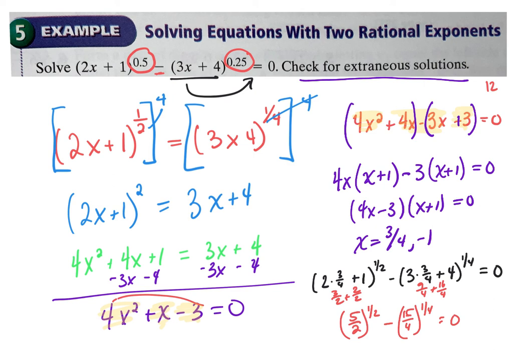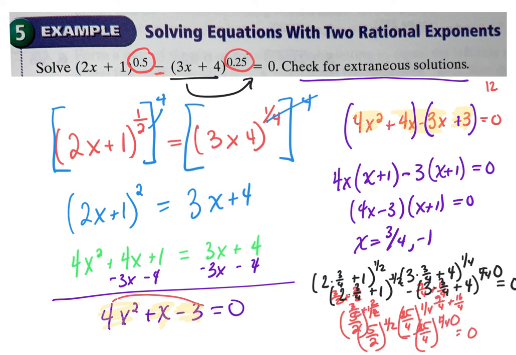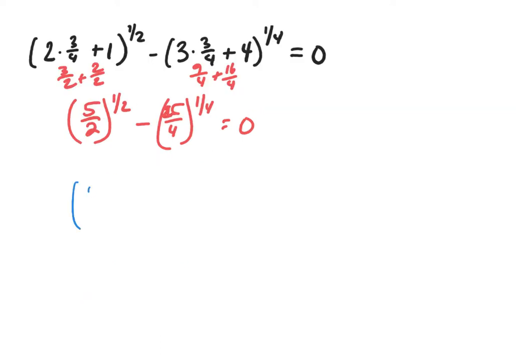And so this is what we're trying to figure out. Does it equal 0? I will say 5 halves and 25 fourths should look really similar. Why would they look similar? 5 halves and 25 fourths? I'm going to take my checking to the other page just so you can see it better. So if I rewrite this, I'm going to say 5 halves to the 1/2 minus 5 halves squared to the 1/4.